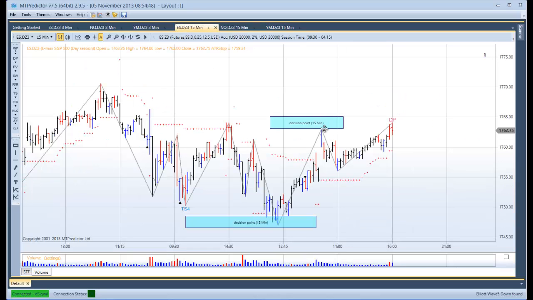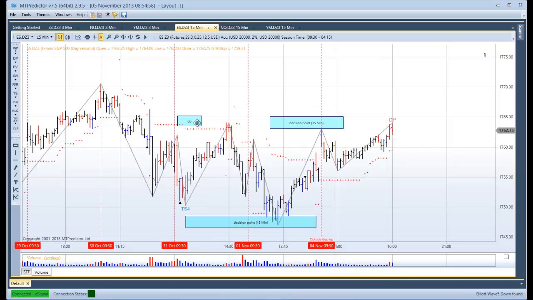You identify the large degree trend, as you can see from the day before or the last couple of days beforehand. If I put the session breaks on, you can see that these DPs caught the previous highs and lows on the 15-minute chart absolutely perfectly. So after working so well, it's no surprise that they decided they're not going to work so well yesterday, and this is just a fact of trading.